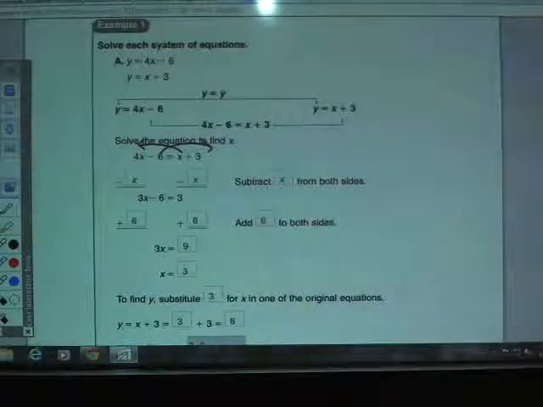Solve the resulting one-step equation. Well, if I want x by itself, which I do, I'm going to have to divide, because this is a multiplication equation. I go ahead and divide by 3 here, and the result is 3. So now you found one answer. x equals 3.